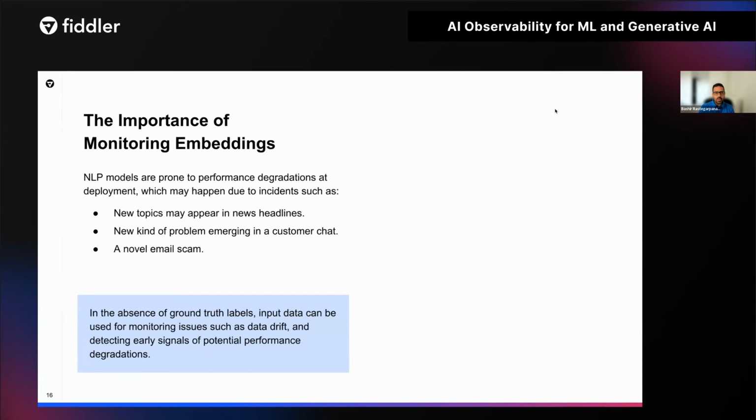Why do we even need to monitor these embeddings? NLP models are prone to performance degradations at deployment, which may happen due to incidents such as a new topic appearing in news headlines, a new kind of problem emerging in customer chat, a novel email scam, and so on. In the absence of ground truth labels, input data can be used for monitoring issues such as data drift and detecting early signals of potential performance degradation.